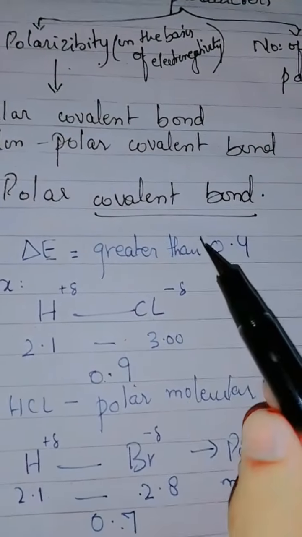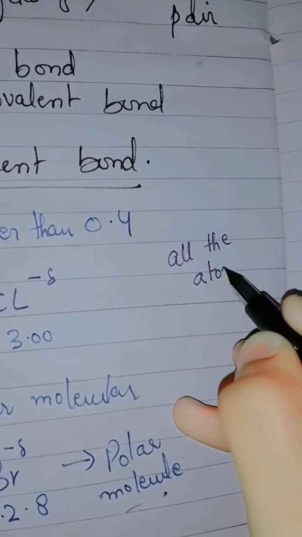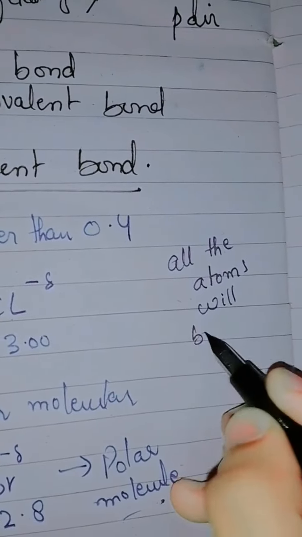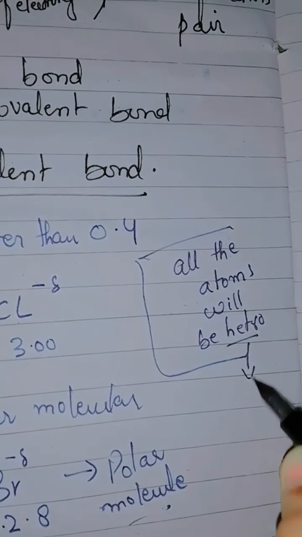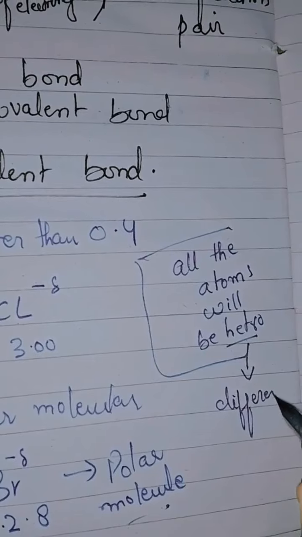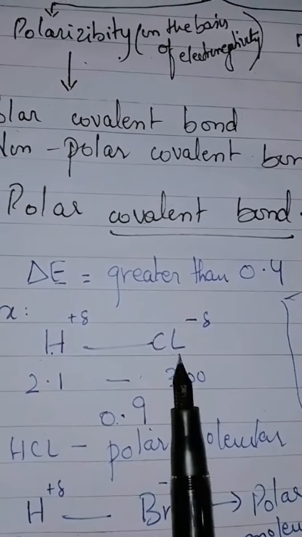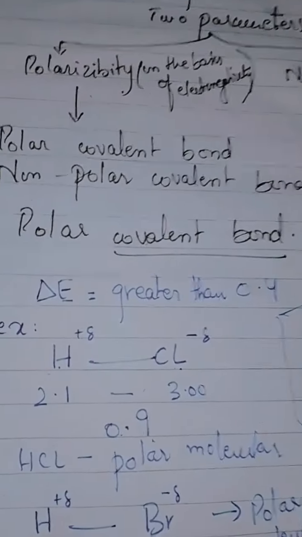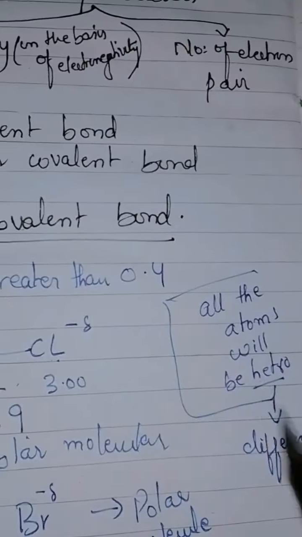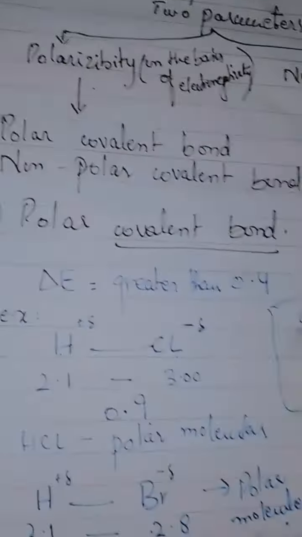And one more thing, in polar covalent bond, all the atoms will be hetero. What does it mean? Hetero basically means different. Like if one element is hydrogen, the second one is chlorine, there will not be the same atoms, there will be different atoms. So in polar covalent bond, all the atoms will be hetero, not homo. Homo means same.